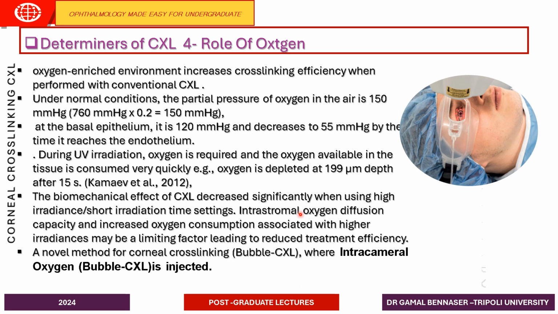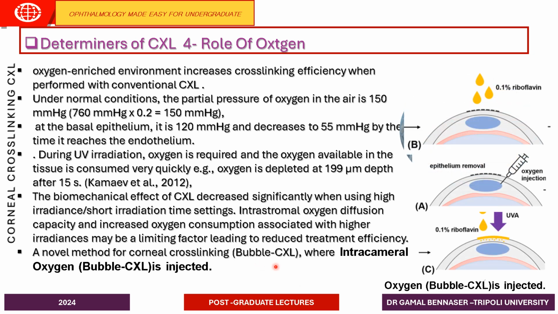One of the investigators did what's known as the bubble CXL. They inject intracameral oxygen inside the anterior chamber, and this is to provide oxygen from the posterior surface of the cornea, so improving the oxygen concentration and the gradient within the stroma. But of course, this technique takes cross-linking to another area, where it becomes an invasive technique. As you know, cross-linking is a non-invasive technique. Now, if you inject air inside the anterior chamber, this becomes invasive and takes the risk of infection and all the complications of any surgery. Also, these studies are still under experimental models, still not applied to human beings.